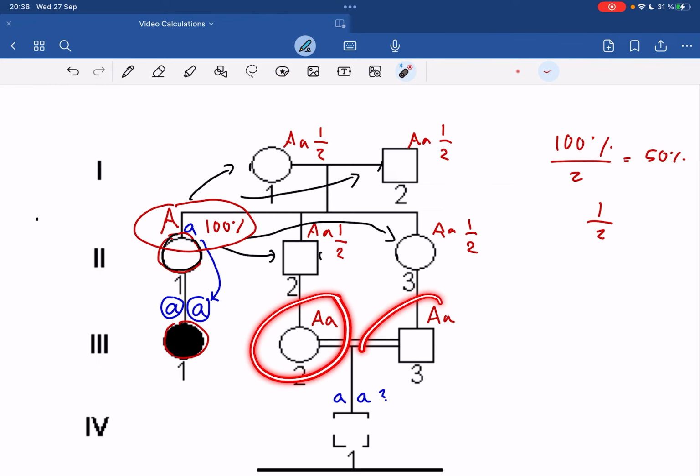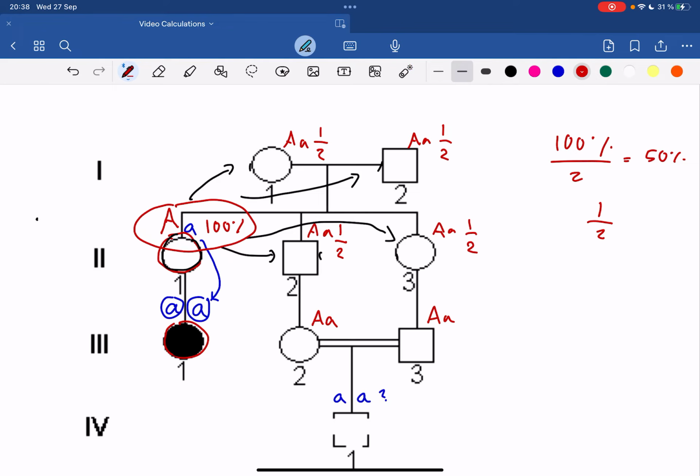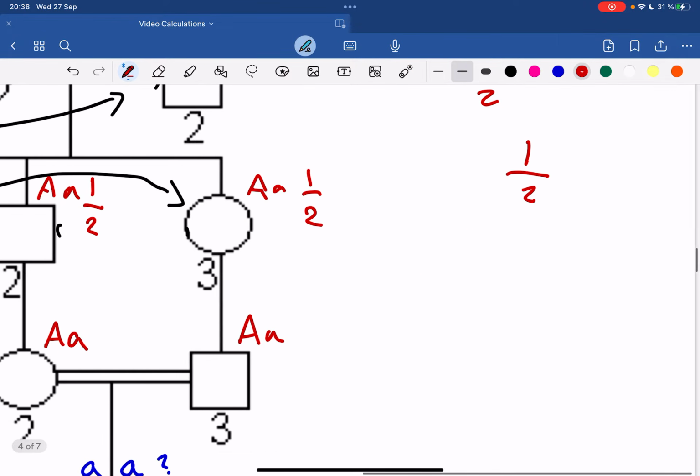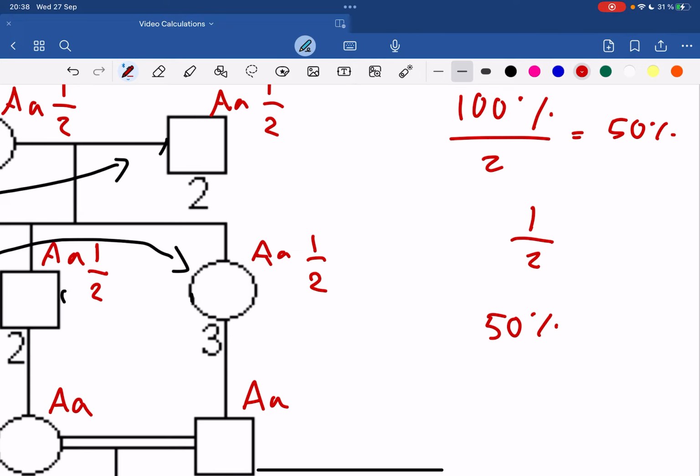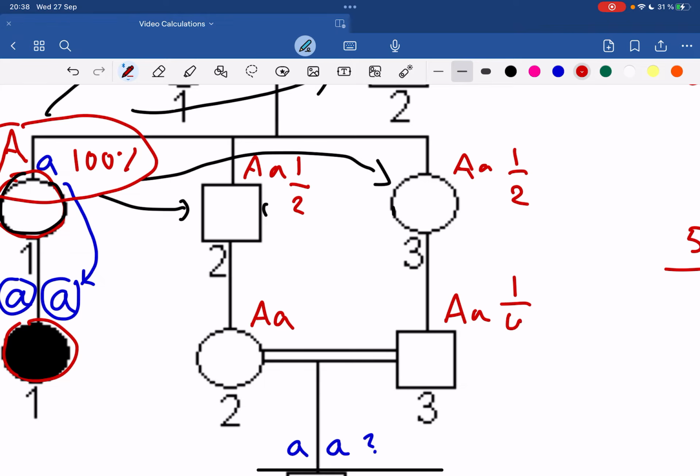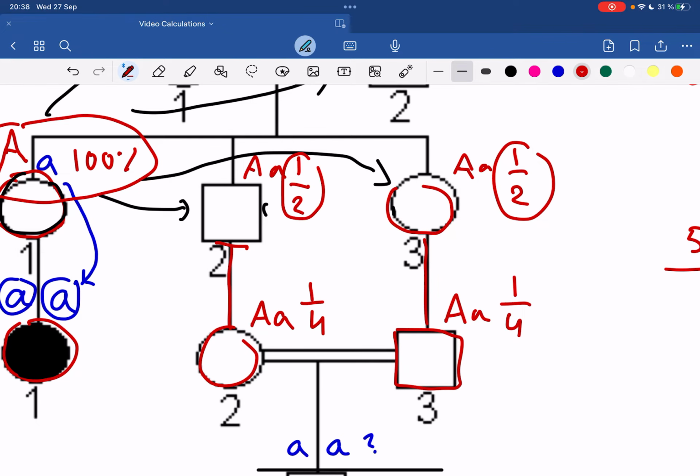This would be half of these first degree relatives, right? First degree relatives. So half of 50%. 50% divided by 2 equals 25%, which is 1 out of 4, because she is a first degree relative with him and he is a first degree relative with her, and they have a 1/2 chance to be heterozygous. Then these have half of 1/2, which is 1/4.